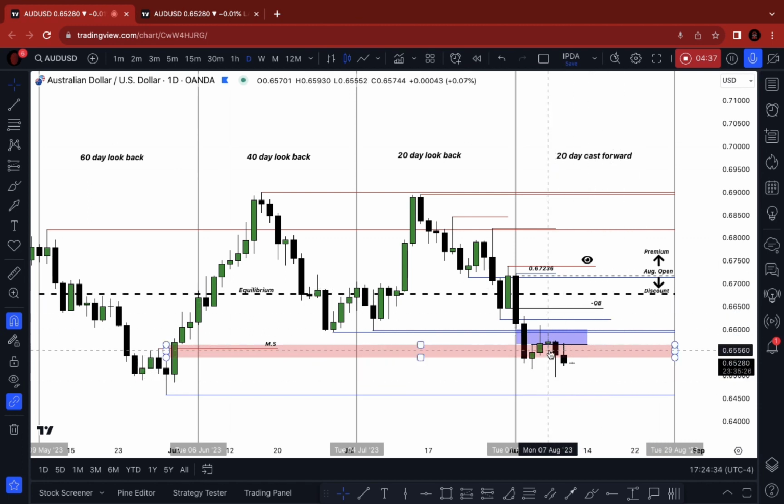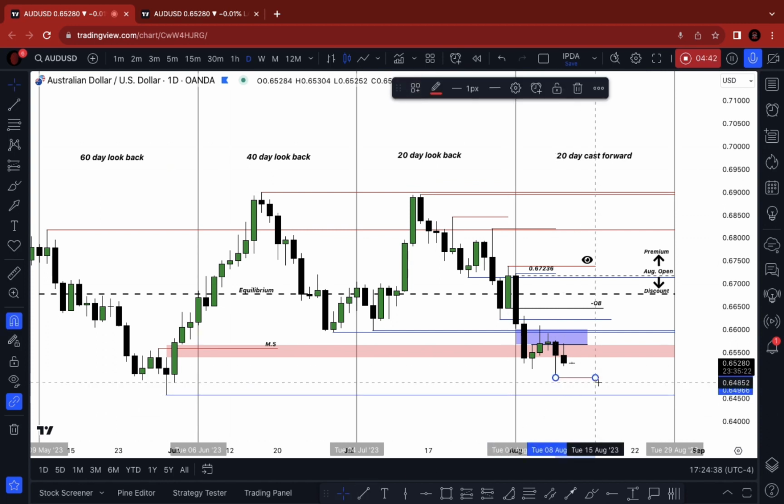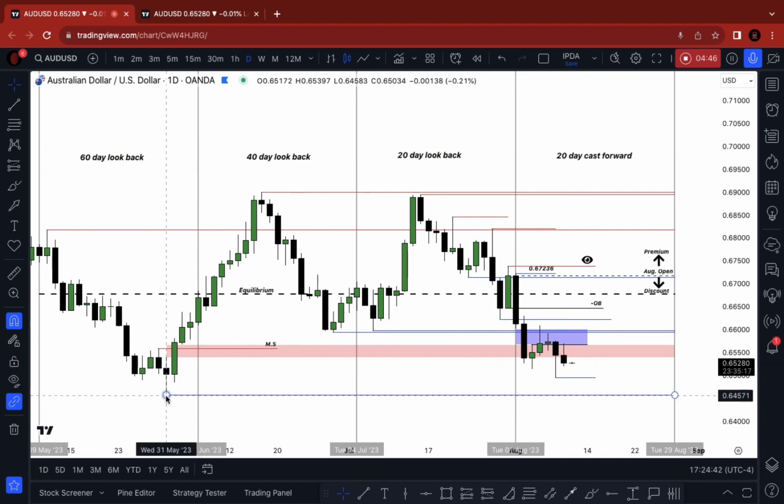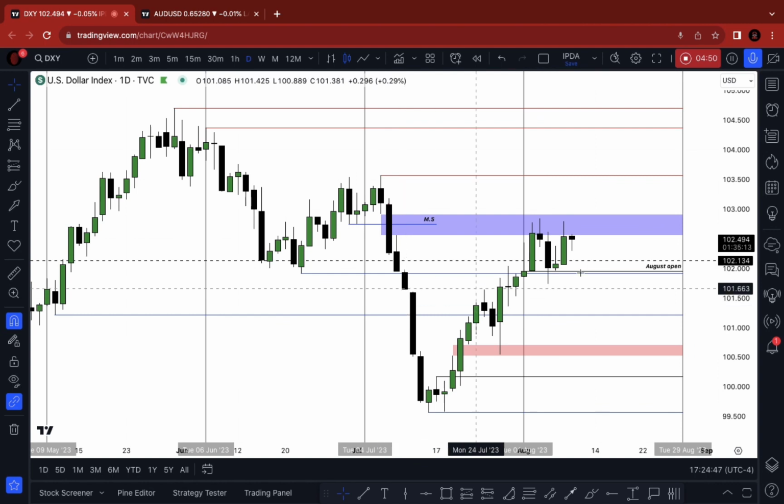There's another swing low formation here. Price is probably going to raid this swing low here, the most recent one that we have. Price is going to try and run that, and then probably run to that 60-day low. Now, if you go back to the DXY, I was expecting price to probably go lower, right?